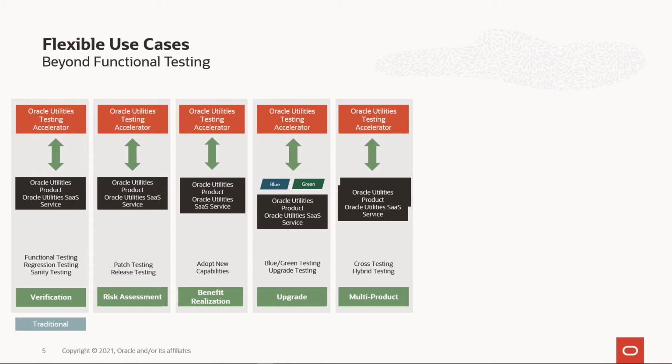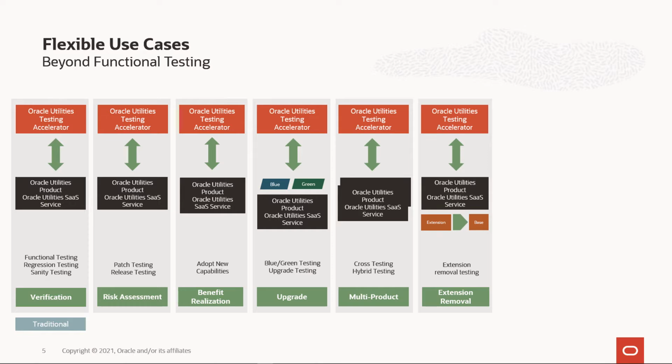Customers obviously can have more than one Oracle Utilities product or service. And so the Oracle Utilities Testing Accelerator has been architected to support tests across products and across cloud and non-cloud. And we have a new hybrid capability, which I'll talk a little bit later, which is unique to the cloud.